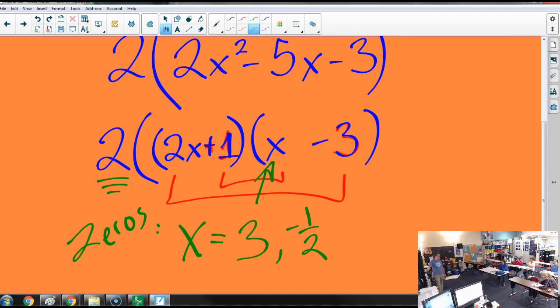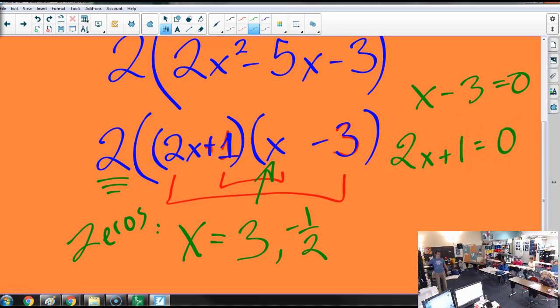Wait, how did you get that? How did I get what? Zeros? Yeah. Set each of these equal to 0. So x minus 3 equal to 0 would have to be positive 3. And then 2x plus 1 equal to 0, I would subtract 1, divide by 2.